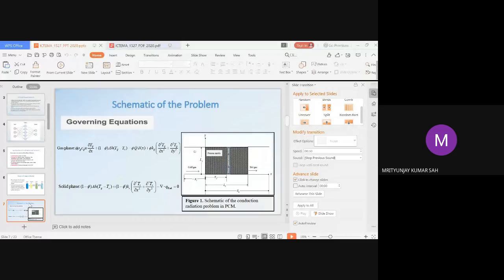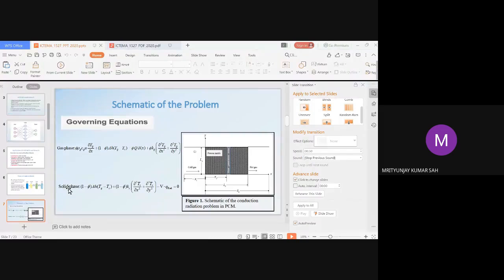Jumping on to the seventh slide, here is the schematic of the problem which we have taken, the schematic of the conduction radiation problem in TCM. In this picture it is clearly shown that in this porous matrix the cold gas is passed, and there is a heat generation zone, and finally the hot gases are passing. These are some nomenclatures, and these are the governing equations for the gas phase and the solid phase.